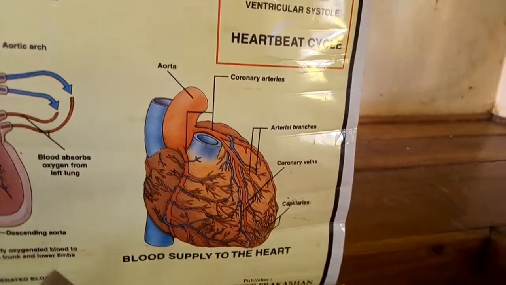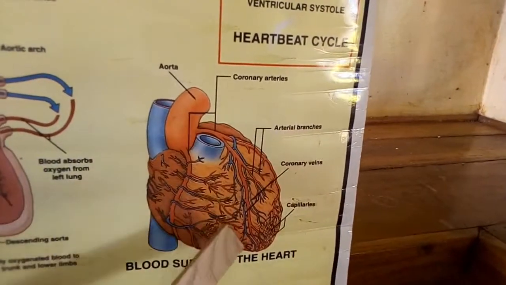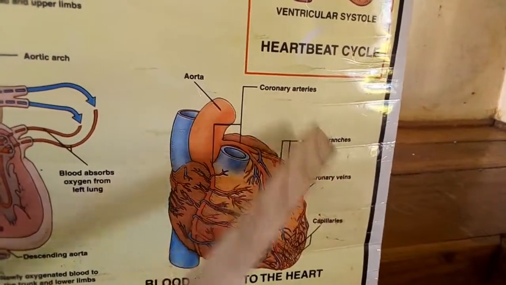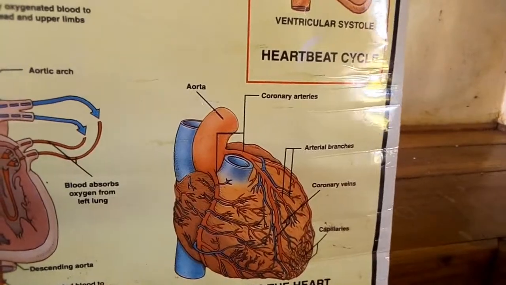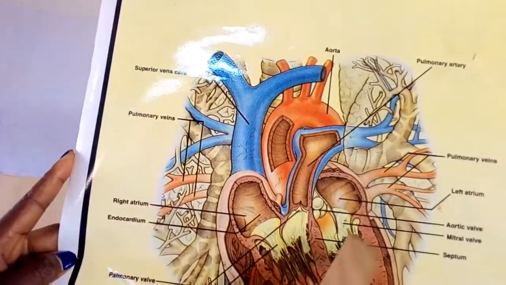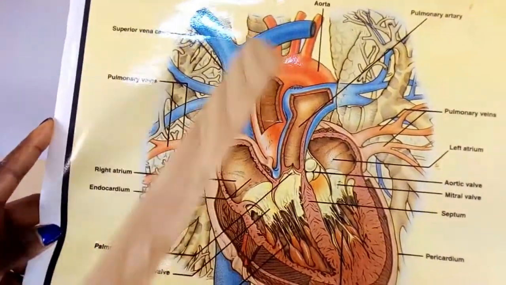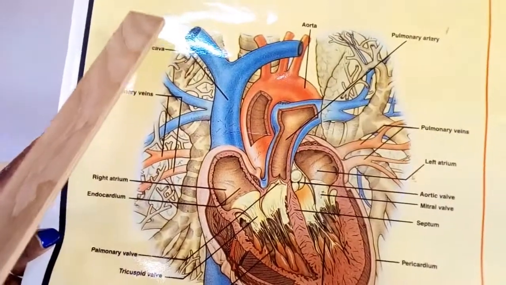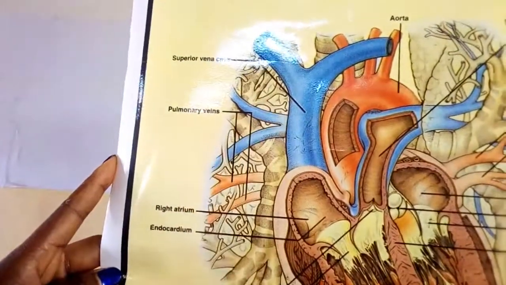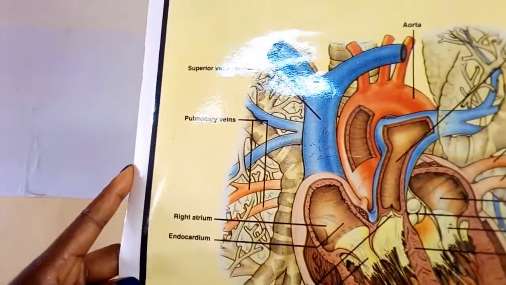So guys, as she has said, the heart has blood vessels which are known as coronary arteries and coronary veins. Look at this other part. We have the internal part of the mammalian heart. But before we look at that, I want to explain a little bit of what Christine said about the superior vena cava and inferior vena cava.